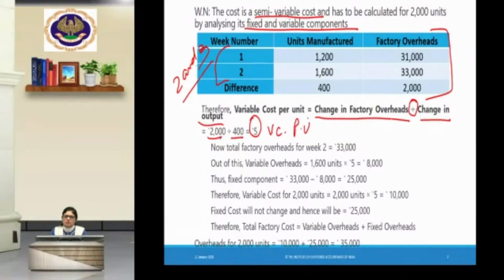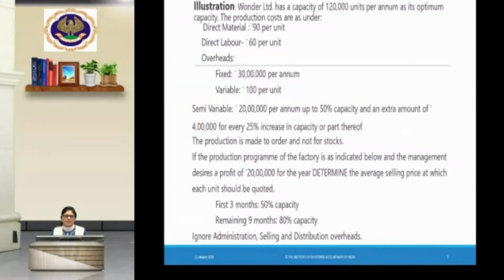Clear? So you just multiply whatever units you want. Fixed cost will remain same. Whatever you are going to do till 3000 units, fixed cost is going to remain the same. All right. So overheads for 2000 units is 10,000 variable and 25,000 fixed. So 35,000 is your overheads. All right. Clear? Very good. So let us move on to the next question. I think we have understood the concept.